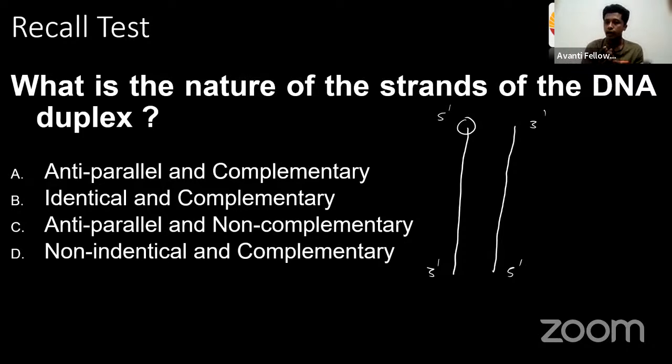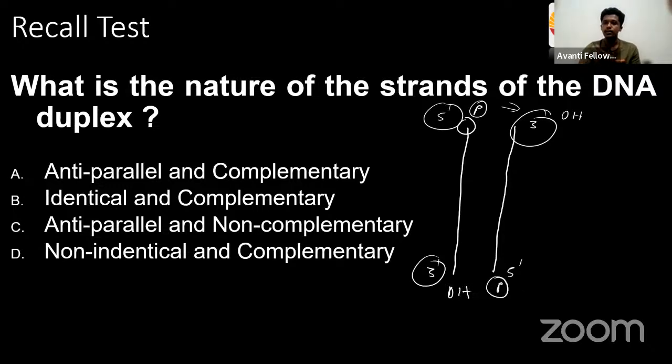I also told you why we call it anti-parallel, because one end of the DNA has a free phosphate group, and the other end, on the opposite side of the DNA, has a free OH group. So it's not the same; it is quite opposite. So when it comes to polarity of the strands, we have the anti-parallel nature of the DNA.